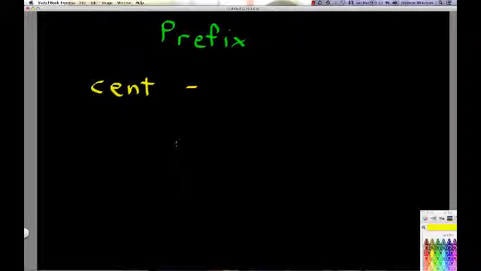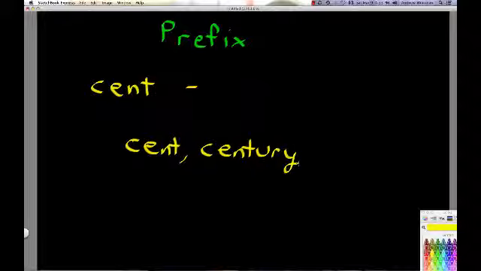This segment focuses on the prefix cent, C-E-N-T. And when you look at this word, you might think of a penny, which is worth a cent. And when you think about a cent, it's 1/100th of a dollar, or it takes 100 cents to make a dollar. Another way of thinking about this is to think of the word century. A century is 100 years.